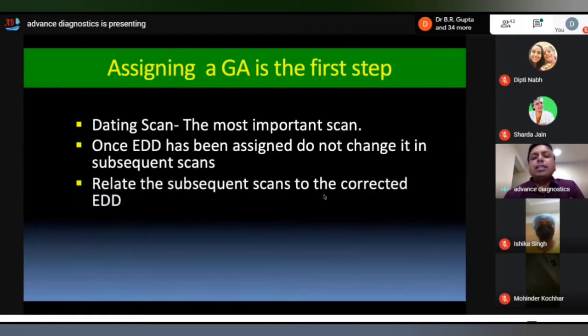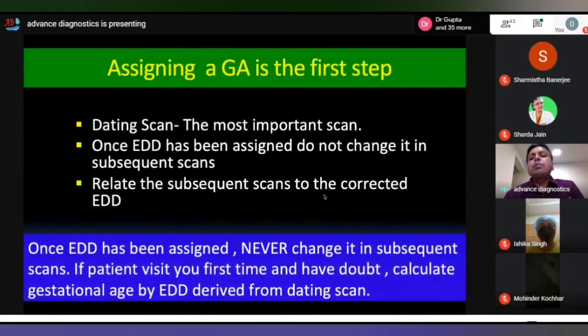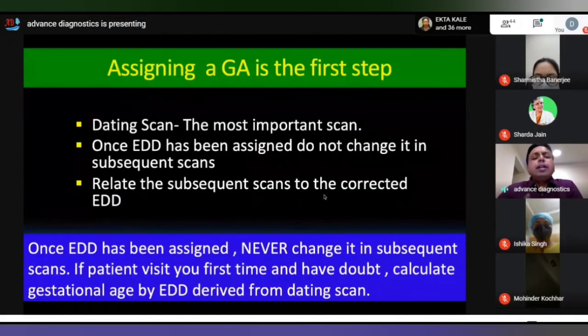Once EDD has been assigned, do not change it in the subsequent scan. Relate the subsequent scan to the corrected EDD. So whosoever is doing the first scan and measuring CRL, that operator must write EDD, so that the next operator, whosoever is seeing that same fetus, can correlate with that EDD for the particular gestational age. So once EDD has been assigned, never change it in the subsequent scan.